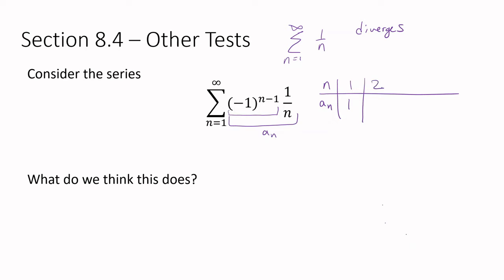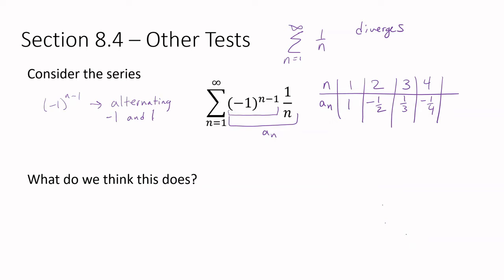Then I'll go to 2. I'm going to get 1/2 just from the regular harmonic part, but then the negative 1 will make me negative 1 to the 2 minus 1, which will be negative. Then I go to 3. When I plug this in, I'm going to get a positive, and then 4, I'll end up with another negative, and so on. So all this negative 1 to the n minus 1 term is doing is alternating my sequence of terms between negative 1 and 1.